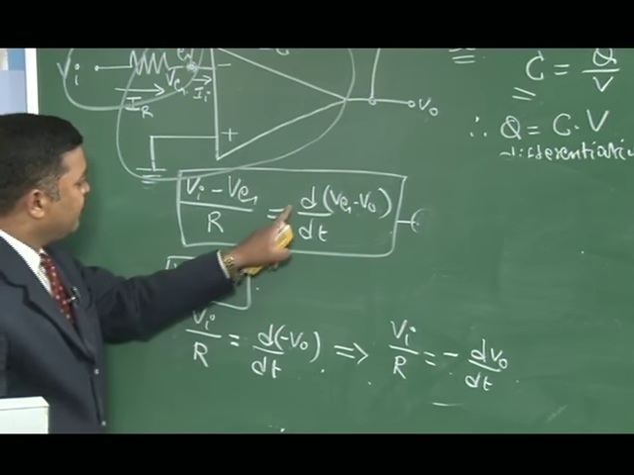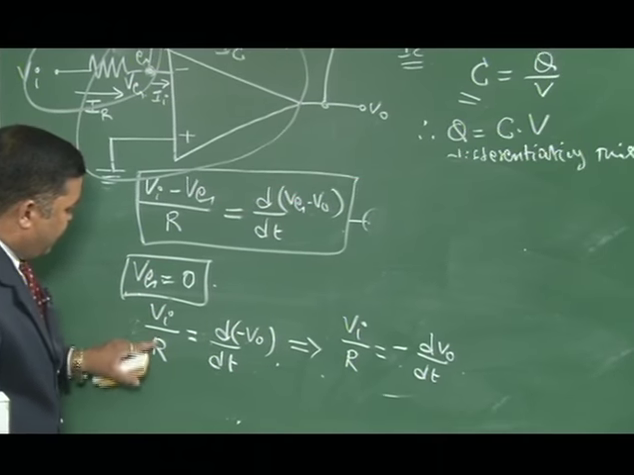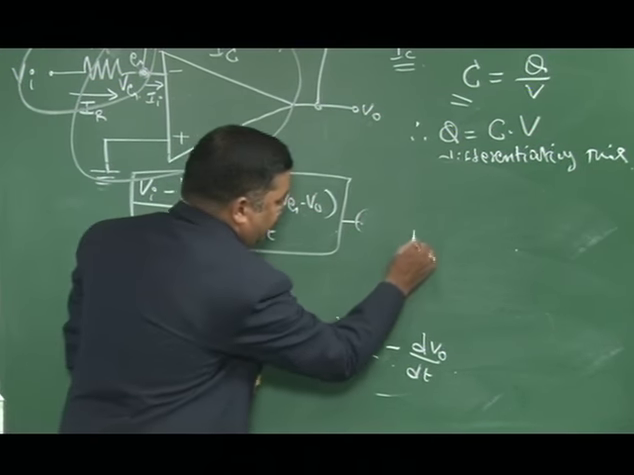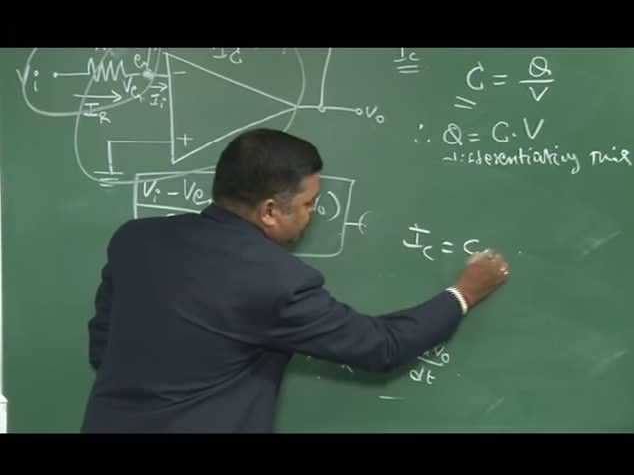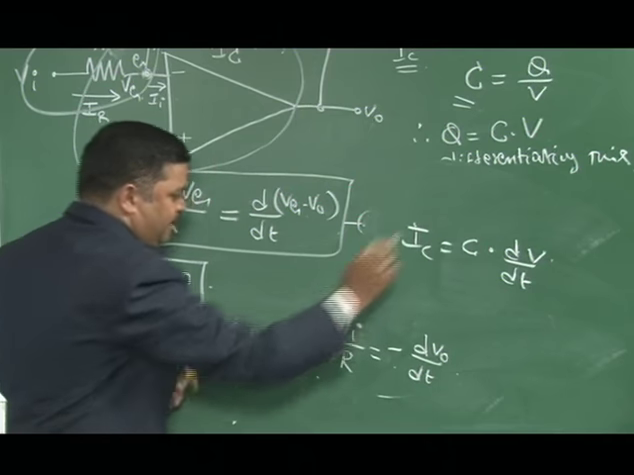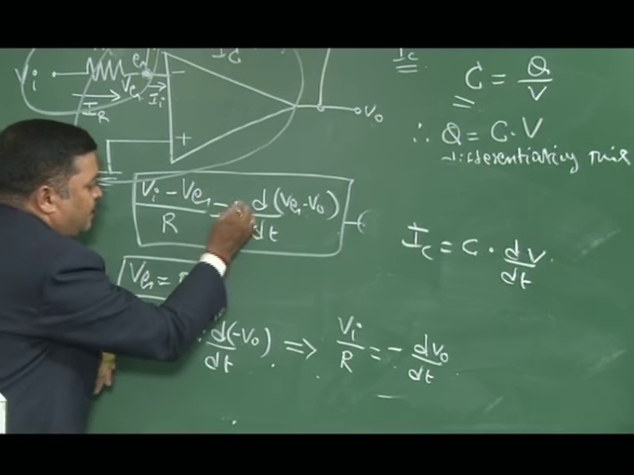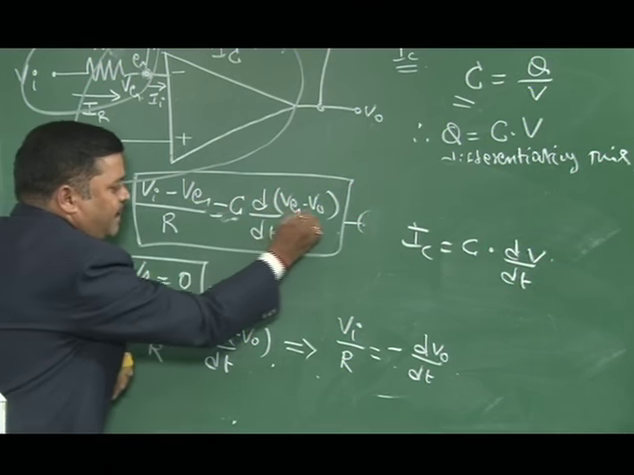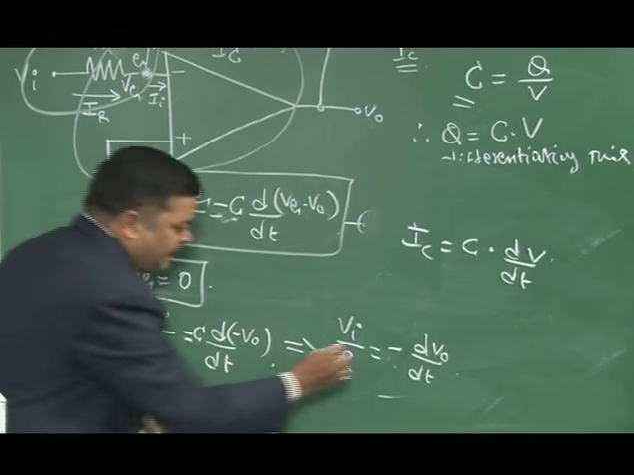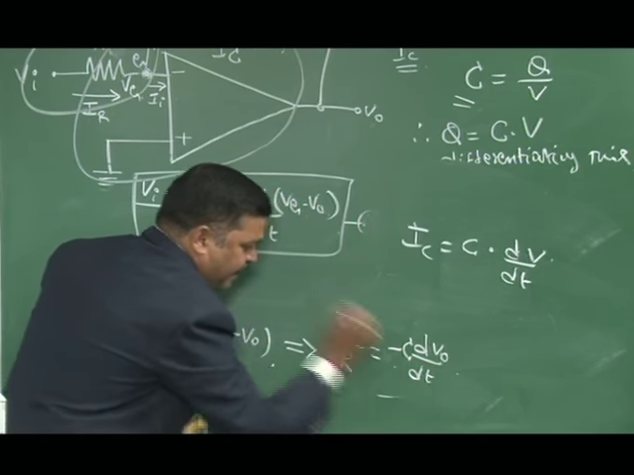we are left with C, Vi by R, here C into dV by dt. We have got IC is equal to what? IC is equal to C into d by dt of V. V here is Vg minus V naught. So, we have to substitute here as C times d by dt of Vg minus V naught, C times d by dt of minus V naught. Here it becomes minus C times dV naught by dt.